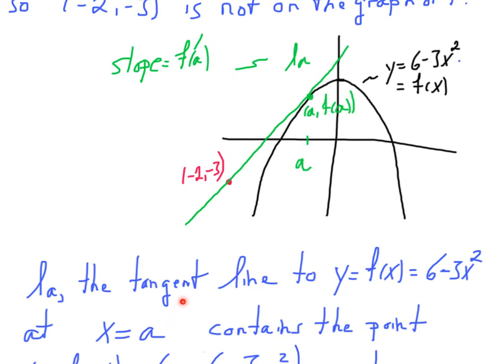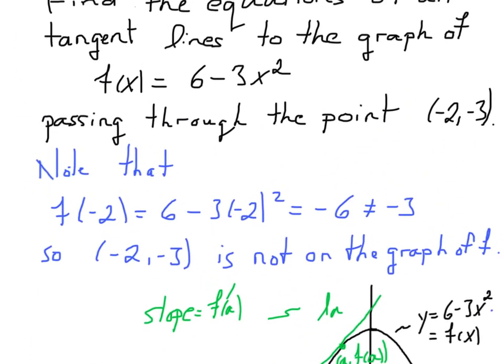And you could imagine the tangent line passing through minus 2, minus 3 as well. Okay, so there are two L sub a's, two tangent lines to y equal to f of x at x equal to a, passing through minus 2, minus 3. What are they? They are the tangent lines to y equals f of x when a is minus 1 and a is minus 3.